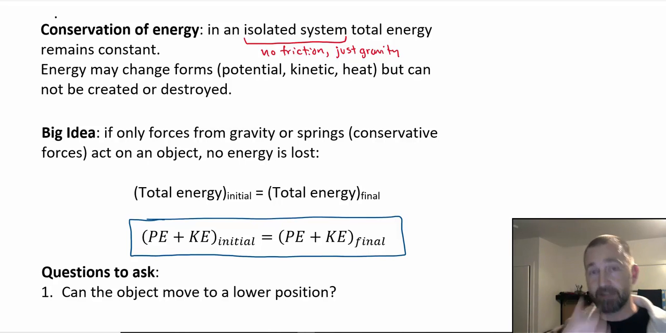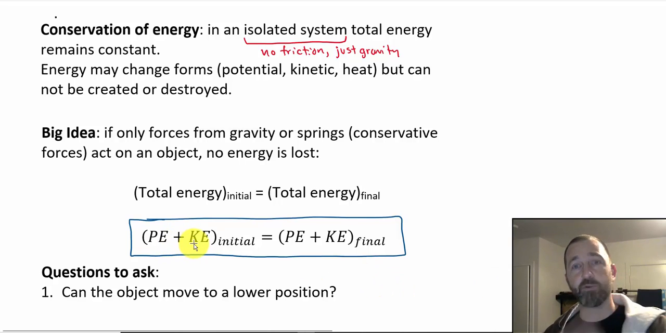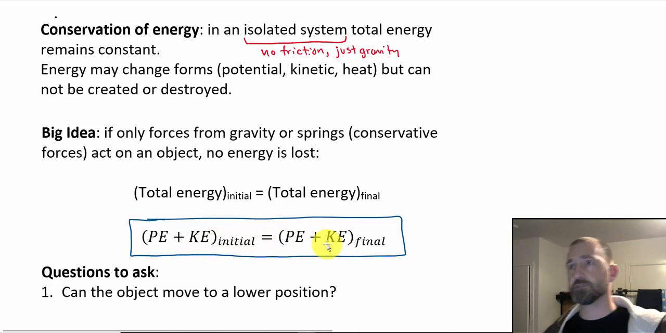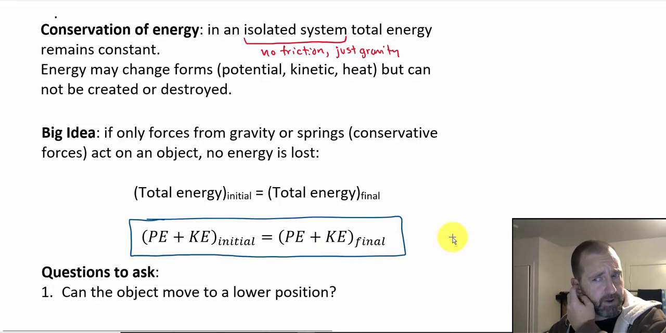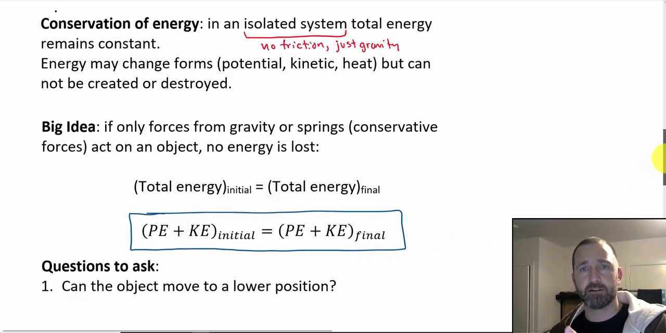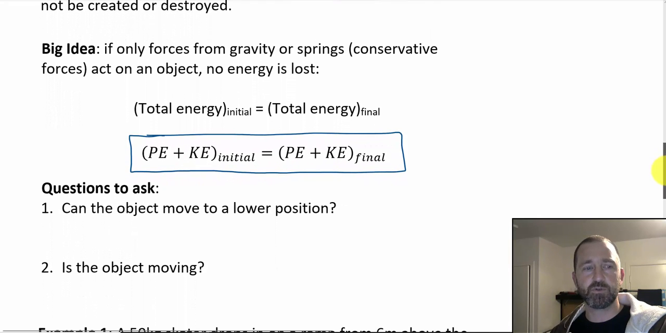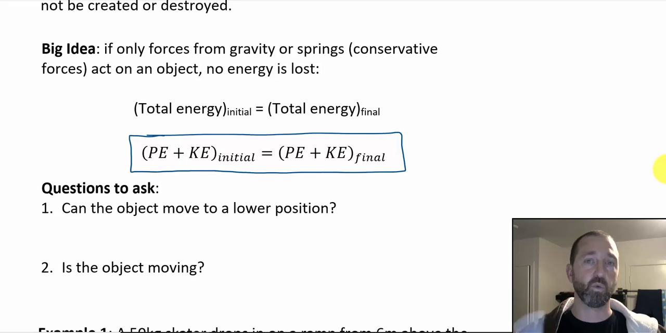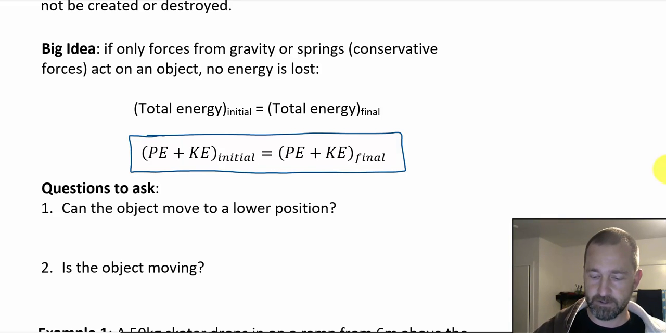So if we expand that a little bit, the big idea equation, we can say that the potential plus the kinetic before gravity does work has to equal the potential plus the kinetic after. It's not that part of an equation actually, but we need to make sure that we keep track of what's going on. So I have two questions that we should ask ourselves for the initial and the final conditions of an object that's going to have work done on it by gravity. Let's make a note of that right here. Questions to ask, and these are questions for both initial and final situations.